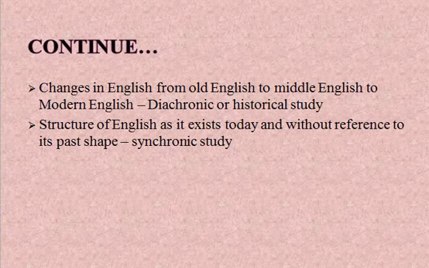These relate to two different perspectives, diachronic and synchronic. Diachronic is the historical perspective. On the other hand, synchronic relates to the present time. Changes in English from Old to Middle English to Modern English relate to diachronic study. On the other hand, the structure of English as it exists today, without reference to its past shape, relates to a synchronic study.